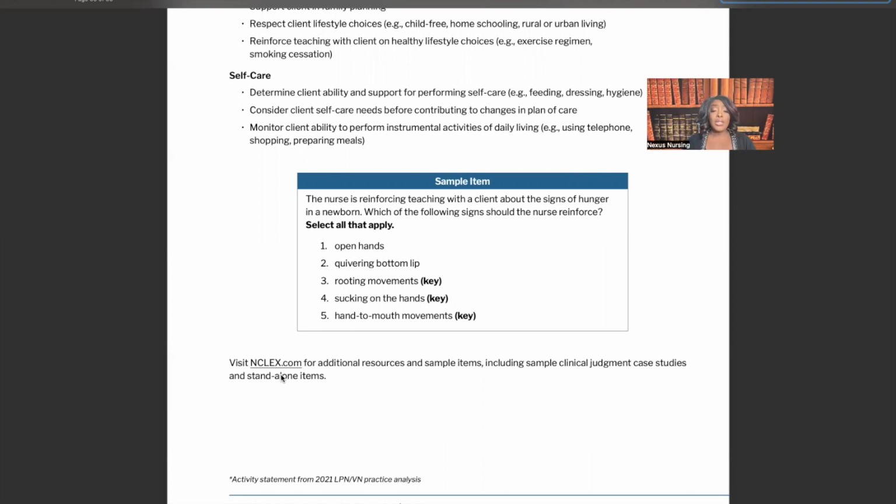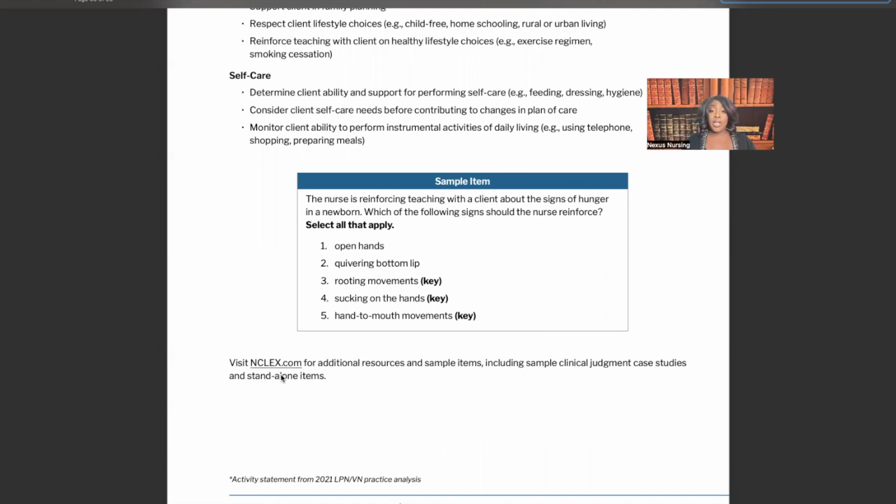3, rooting movement. True. That is a sign of hunger. What is that rooting? You place that bottle or the nipple or finger on either one of their cheeks, and immediately they go like this. Why are they moving their head towards that stimulation? They're going to open their mouth. They're expecting food. So true.